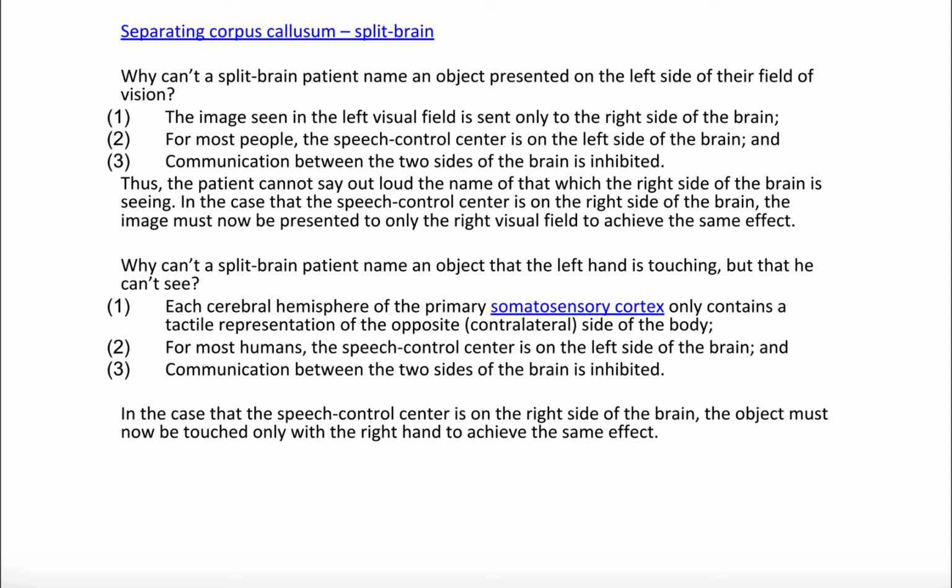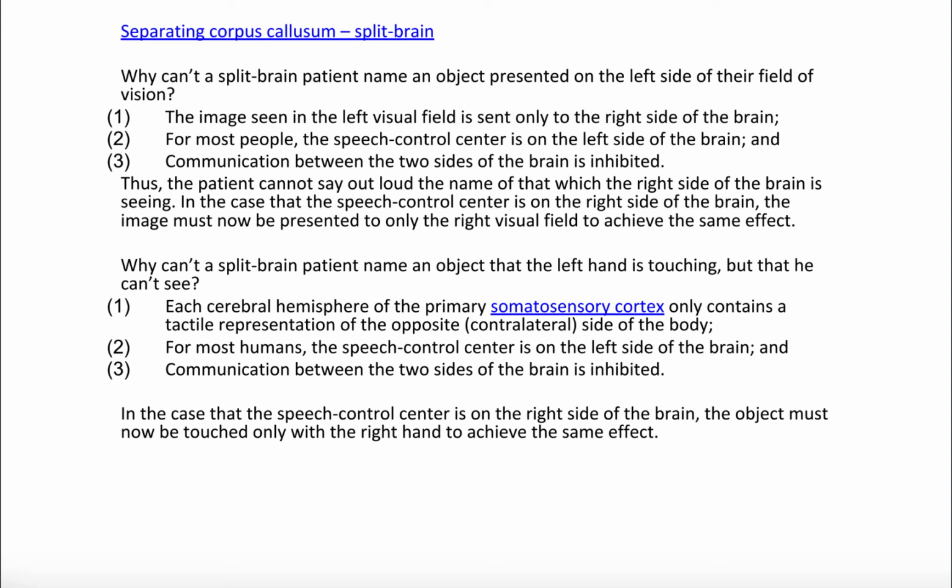In addition to that, we also discovered from these surgeries that the right side of your body is actually associated with the left side of your brain, and the left side of your body is associated with the right part of your brain. For some reason, the corpus callosum causes this crossing to happen. So, for instance, that can cause some issues for these patients.